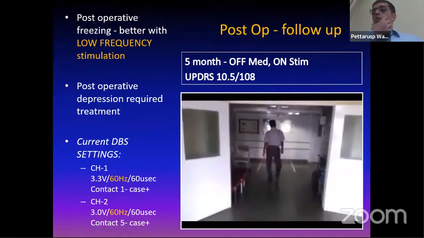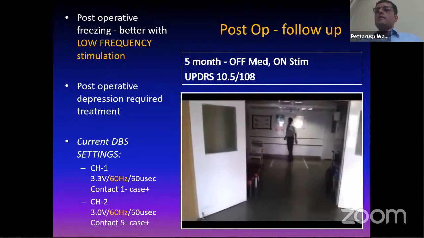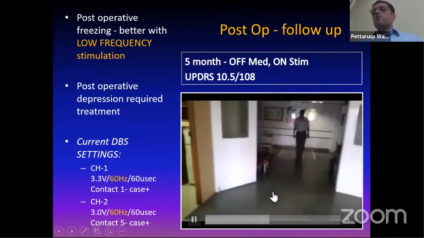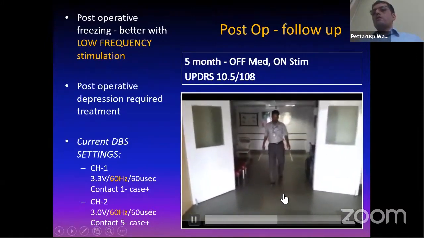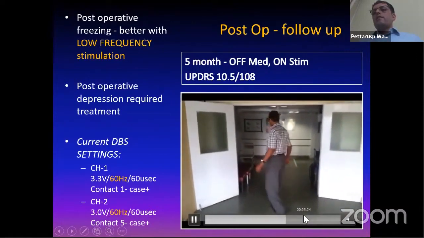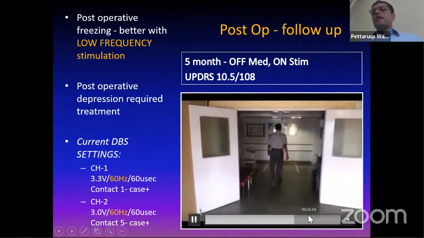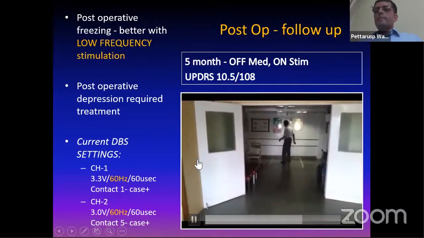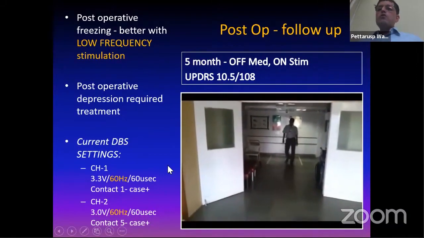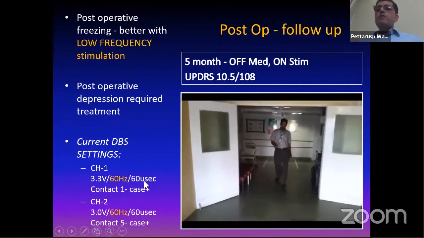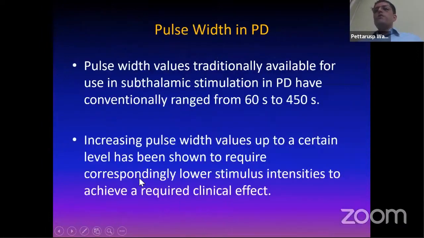It's subsequently more, I think more than 5 years since the DBS, but he still continues to do well in the on state. Still has some freezing when it's in the slightly off medication state. So this is just to highlight the point that for freezing of gait, you do need to use a low frequency stimulation. The traditional pulse width in the Medtronic stimulations has ranged from 60 to 450 microseconds.